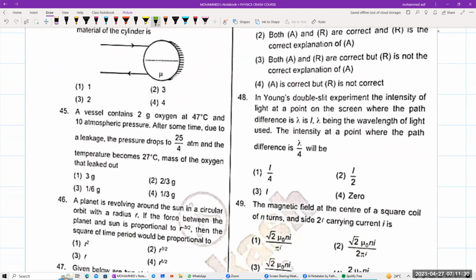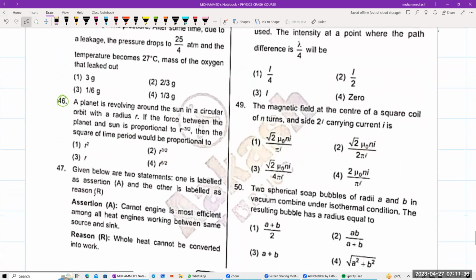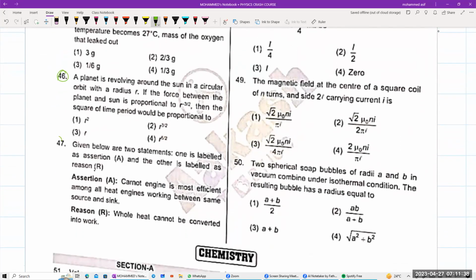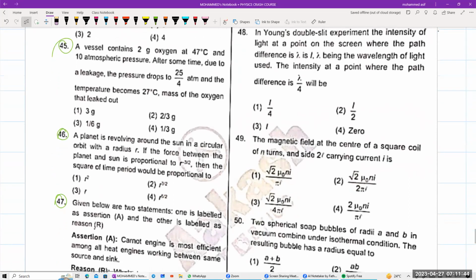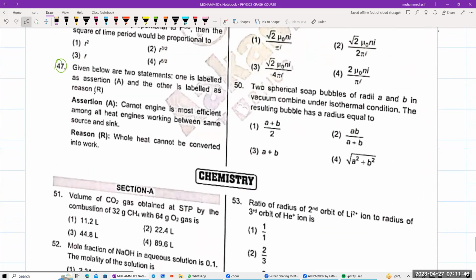Vessel contains, we can do this. Expansion of gases. The planet revolving in a circular orbit, a gravitation question, we can do this too. The next one is Carnot engine, we can do this question as well. Then question number 48 is wave optics. 49 is magnetism to spherical bubbles, this we can also do.